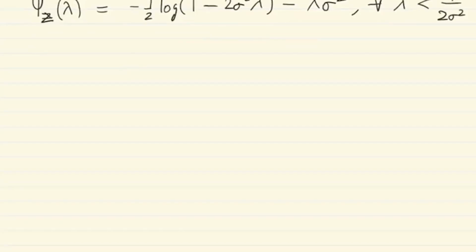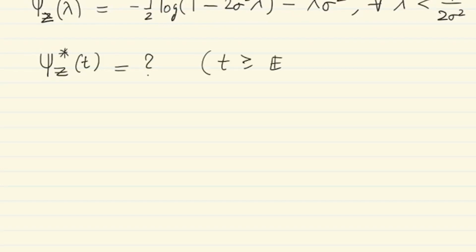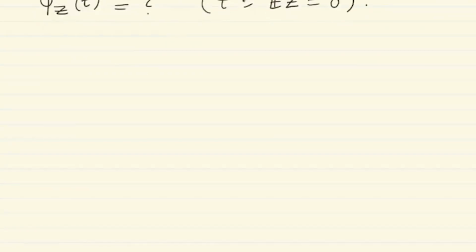So what about the main object of interest, which is the Cramér transform of the centered y, which is z? Assuming t is greater than or equal to the expected value of z, which happens to be 0. So t is any positive number, and we'd like to compute Cz star of t to get an idea of the tail behavior or the Chernoff bound. So to do that, let's first start by writing Cz star of t.